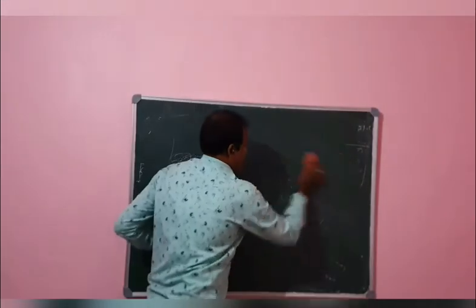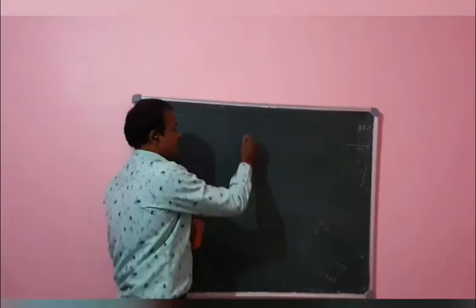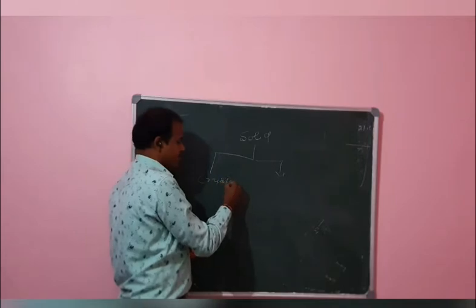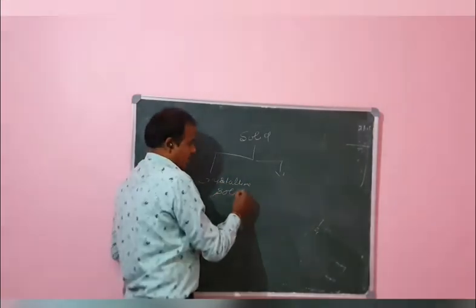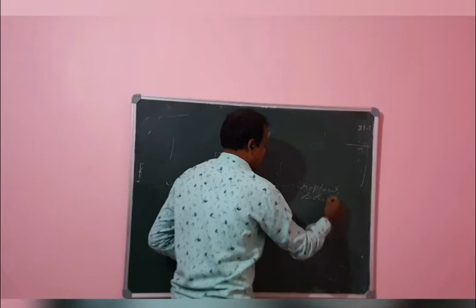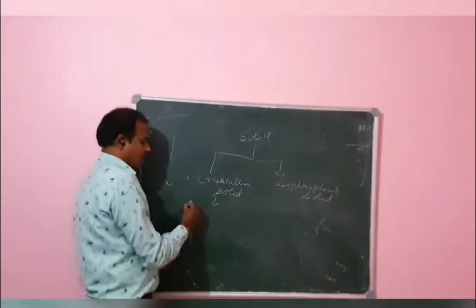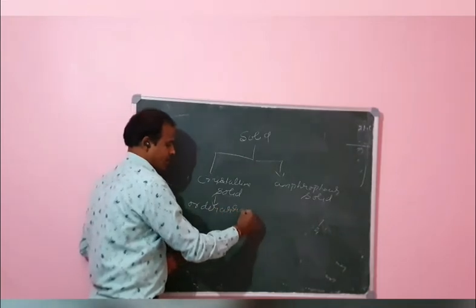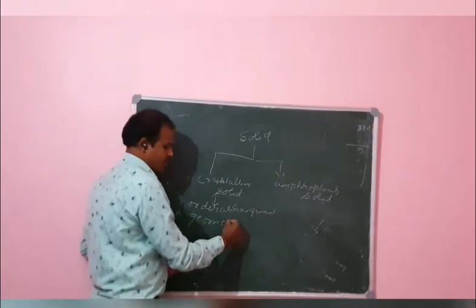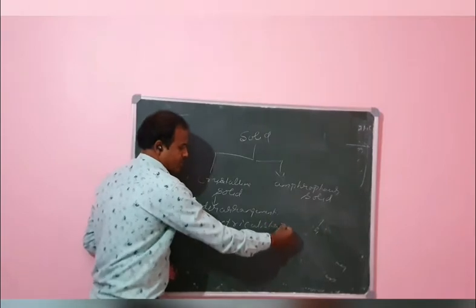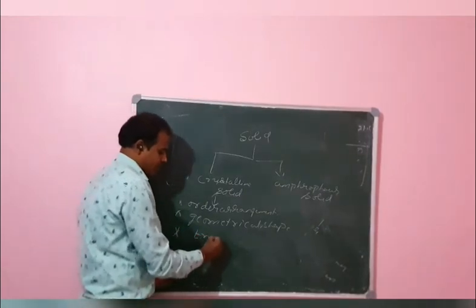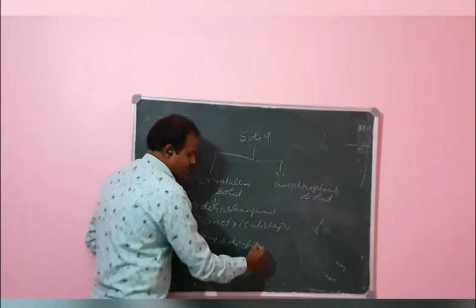After the characteristics of a solid, we go to the classification of solids. Solids are classified into crystalline solids and amorphous solids. A crystalline solid has an orderly arrangement and a geometrical shape. The particles are in an orderly arrangement with a geometrical shape. This is the true solid.